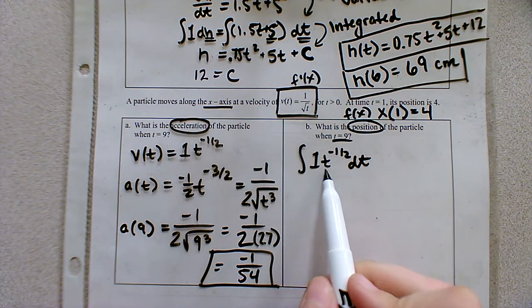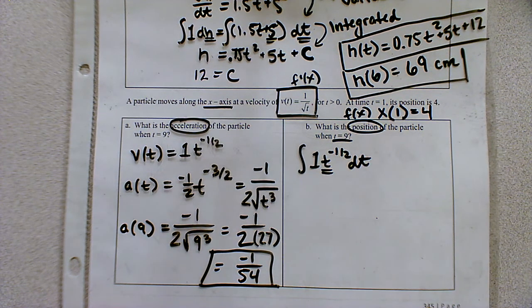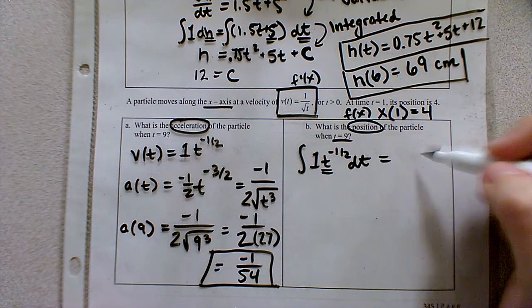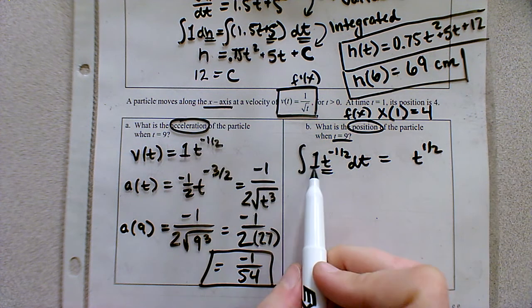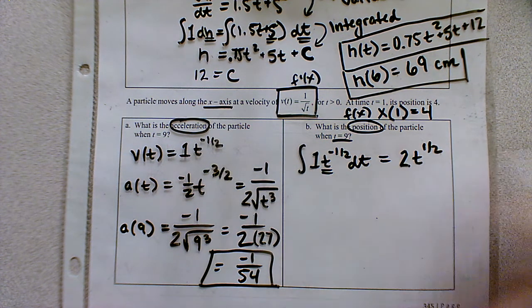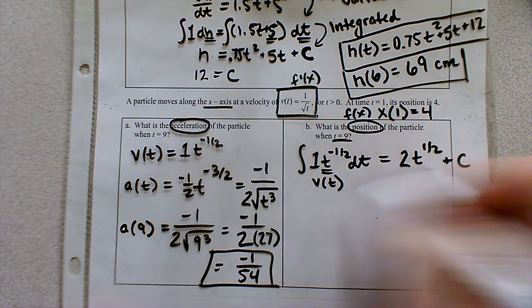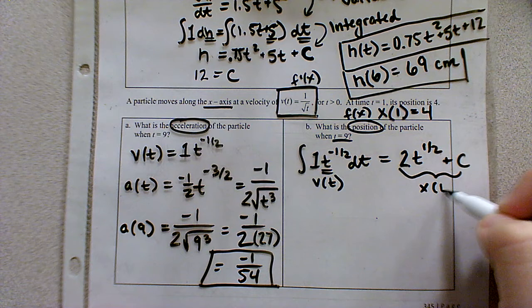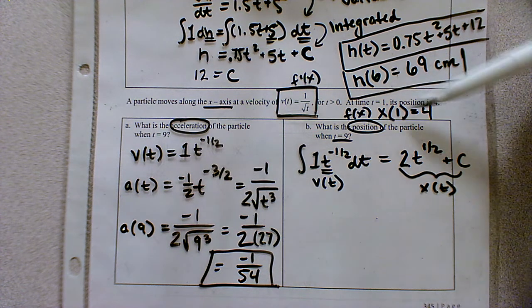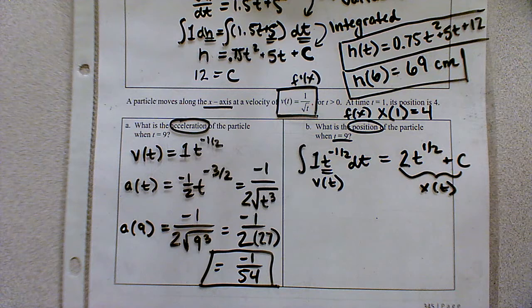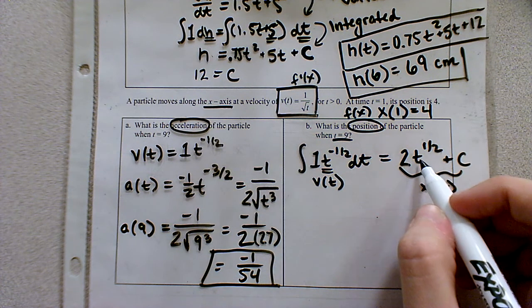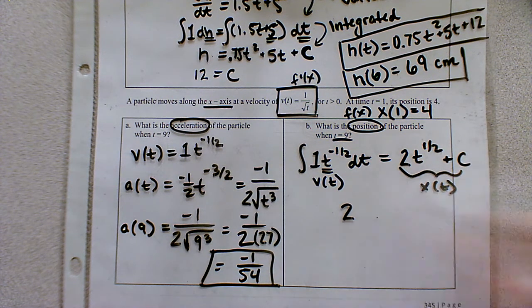Okay, this time we'll have dt, that's our variable that we're going to work backwards from. So I add 1 to the power, t to the 1/2, divide the coefficient by the new power, that'd give me 2, and don't forget the plus c. So again, this represented velocity, and if I work backwards, that's going to be my position. I do have a piece of information about the position, and I can use that to help me figure out c. So if I plug in 1 for t, which is basically just going to give me 2, my answer should be 4. So it looks like my c value is 2.